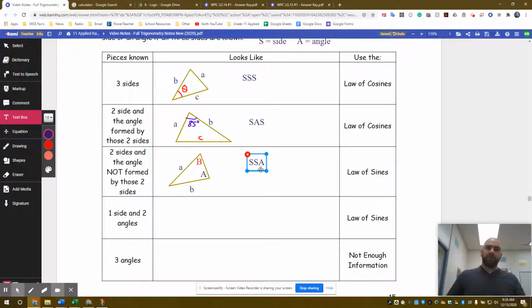Funny little story, one year I was teaching this and I decided to do angle, side, side. That didn't turn out so well. I'll let you determine why that didn't turn out so well. So I had to quickly change it. But so now I do side, side, angle.